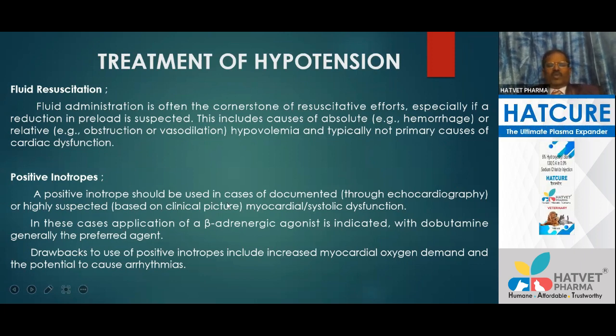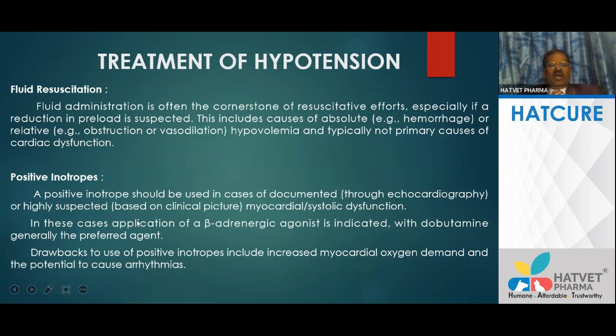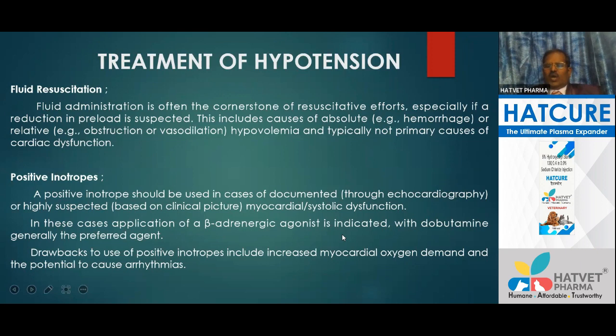Positive inotropes should be used in cases of myocardial systolic dysfunction documented through echocardiography or highly suspected. All these inotropes you have seen in the previous slide. In these cases, application of a beta-adrenergic agonist is indicated, with dopamine generally the preferred agent. Drawbacks to using positive inotropes include increased myocardial oxygen demand and the potential to cause arrhythmias.